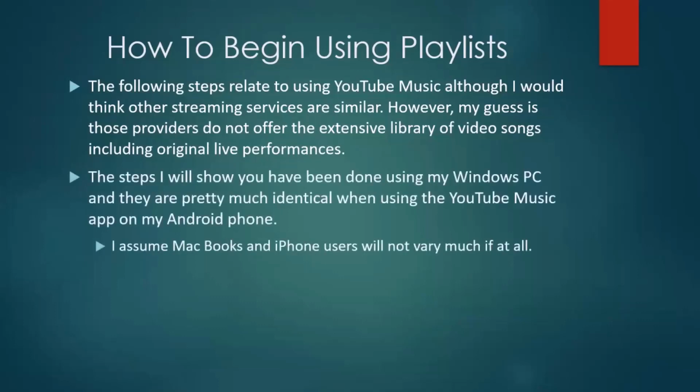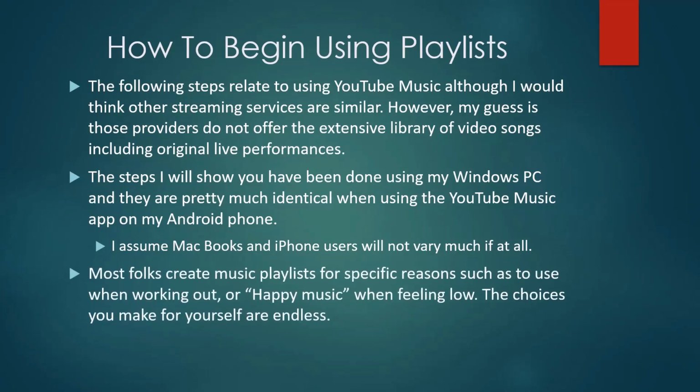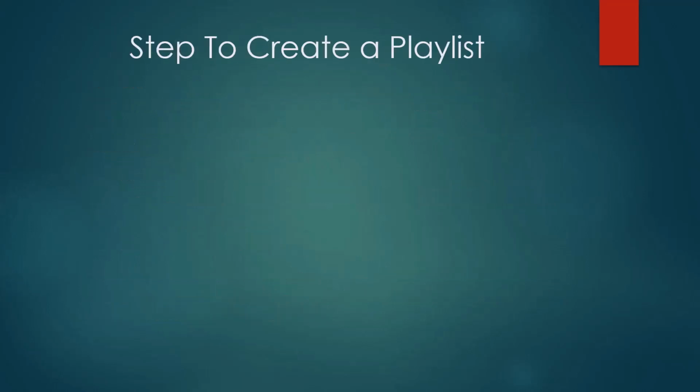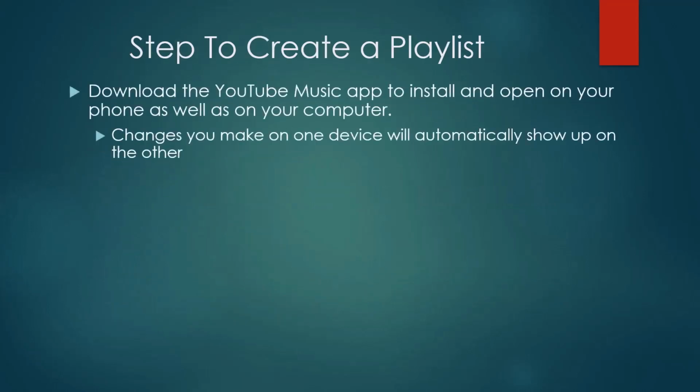Now, the steps I'm going to show you have been done using my Windows PC, and they're pretty much identical when using the YouTube Music app on my Android phone. Now, I'm going to assume MacBooks and iPhone users will not vary much, if at all. Most folks create music playlists for specific reasons, such as to use when working out, or maybe you want to have happy music when you're feeling low. The choices you can make for yourself are really endless. So the steps to create a playlist. You have to first download the YouTube Music app to install and open it on your phone as well as on your computer.